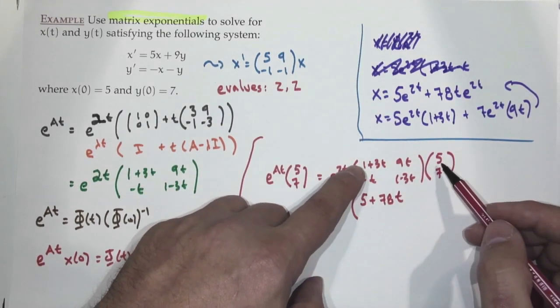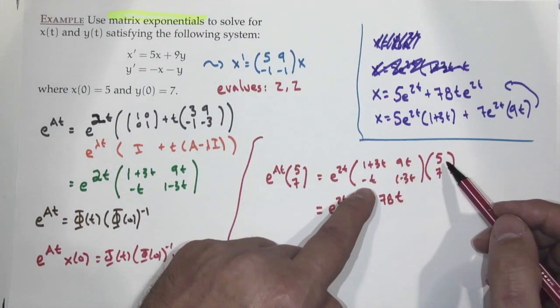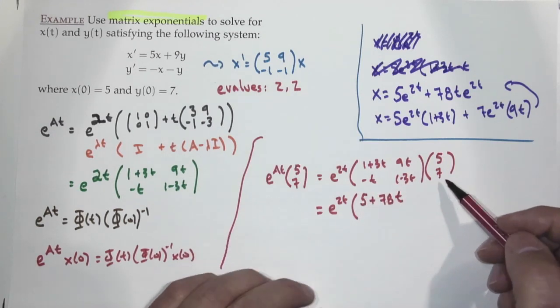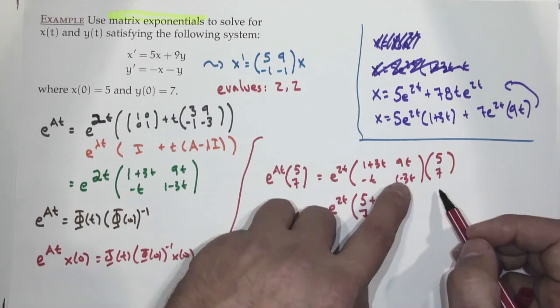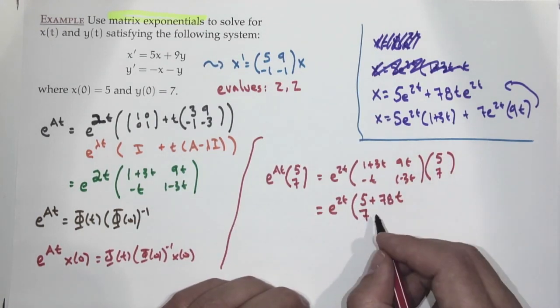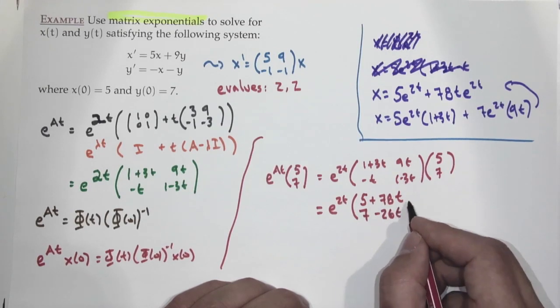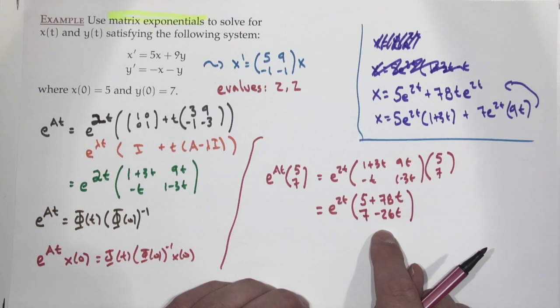5 plus 15t, 63t. Next line, minus 5t, 7 minus 21t. So we'll have a 7. And we have a minus 5 minus 21, which gives us negative 26. This is the answer to our differential equation system.